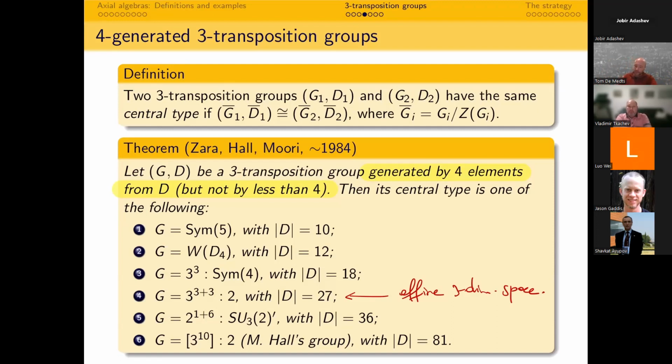Okay. So these are the ones that we get. And proving this is already non-trivial, really requires quite a bit of work and serious group theory.